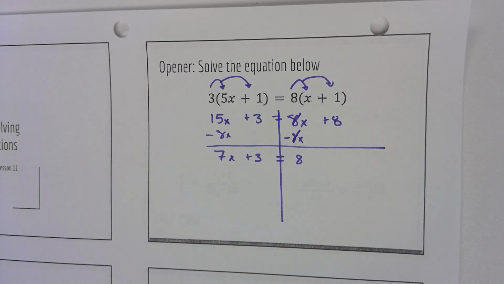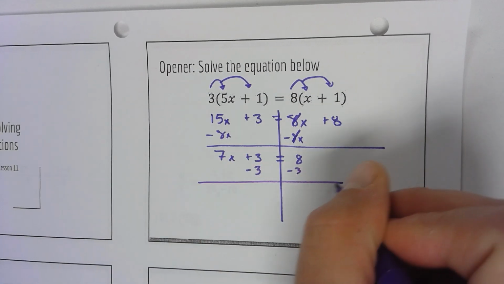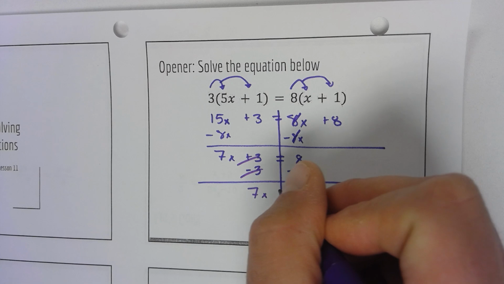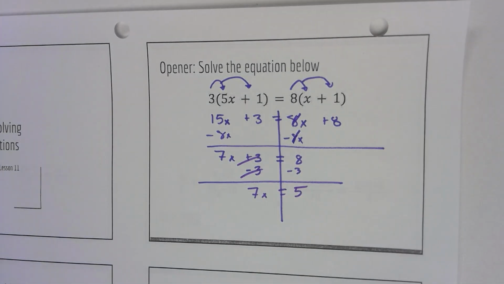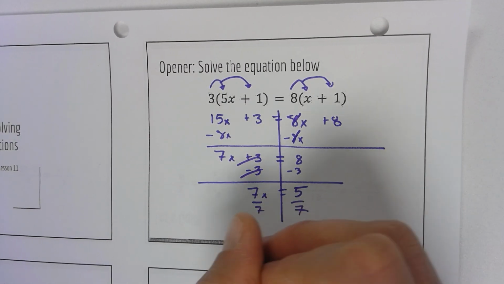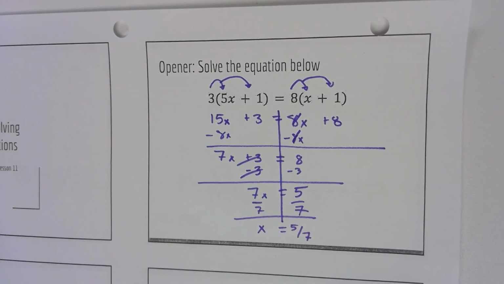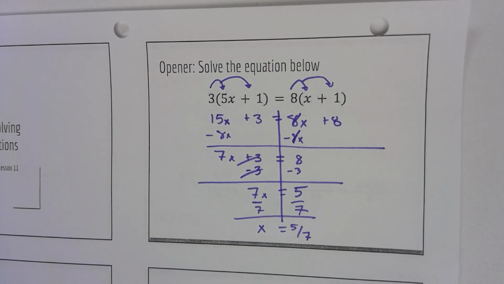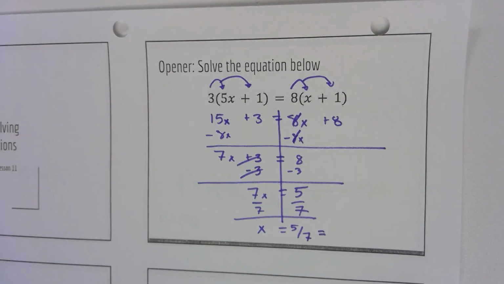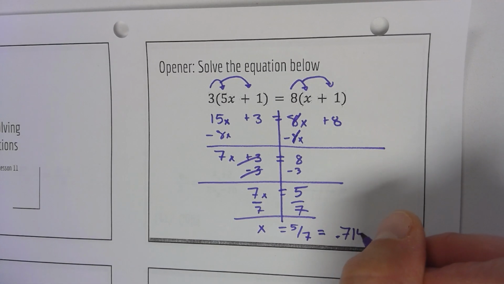Then I want the numbers on the other side. So if I have a positive 3, I'm going to subtract 3. And I get 7x equals 5. And then 7x means 7 times x, so I need to divide by 7. And I get x equals 5/7. And you can give me your answer as that fraction 5/7, or you can divide it and tell me what it is as a decimal. 0.714? Yeah, sounds right. 0.714.